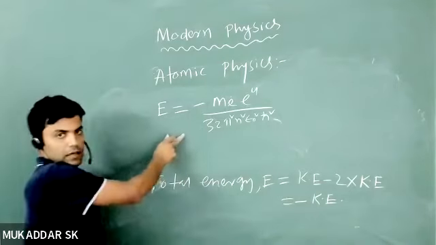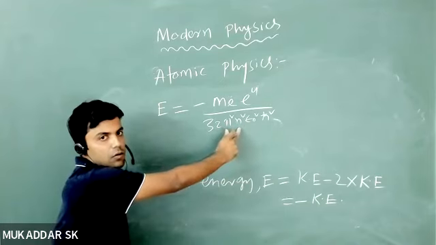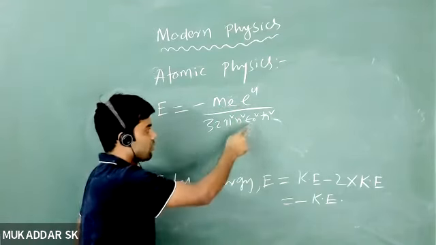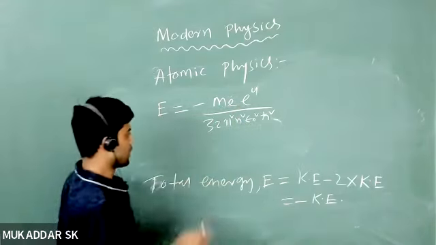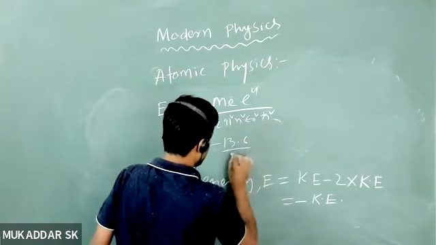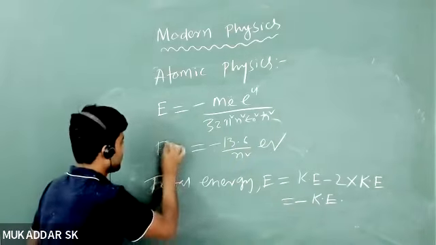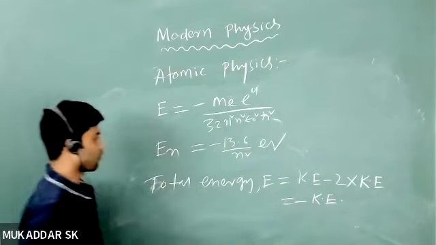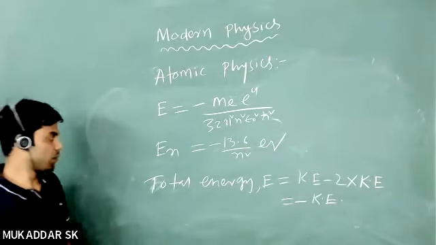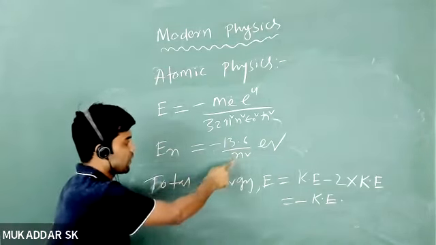So you see the total energy of that orbiting electron is a function of small n. Small n is the principal quantum number. If you substitute the mass of electron, charge of electron, value of epsilon naught and Planck constant, you will simply get minus 13.6 divided by n² in the unit of electron volt. So this is the energy expression of the electron orbiting in a hydrogen atom. For the nth orbit, that energy will be minus 13.6 by n² eV.